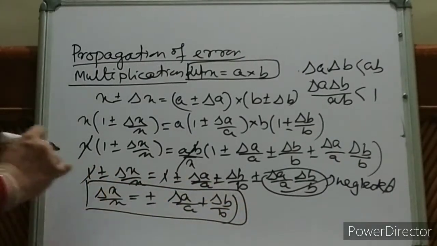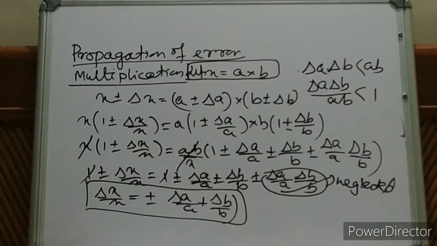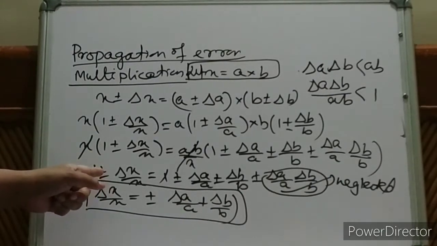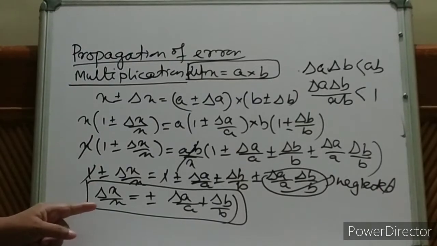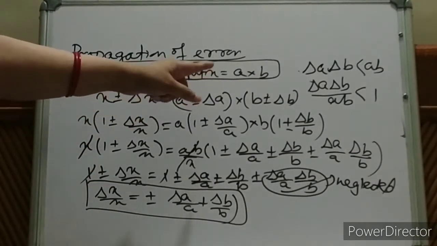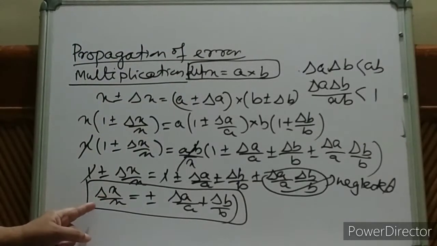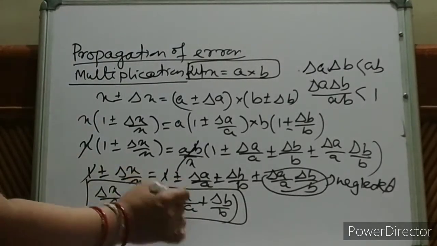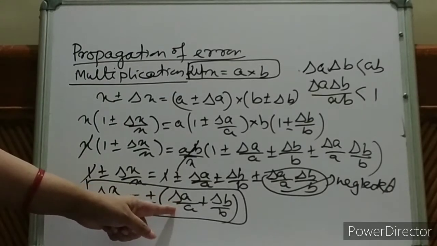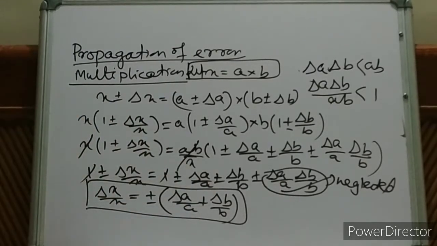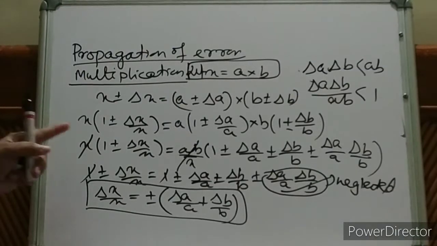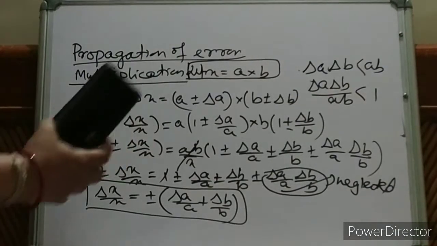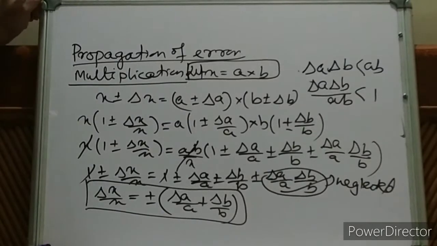Is the last line visible to you, kids? So what is the rule over here? When two quantities are multiplied, the fractional error or the relative error is the sum of the relative or fractional errors in each quantity. Is it clear? Note it down or take a screenshot. Then you can finally make your own notes. It is actually good for you if you make your own notes.